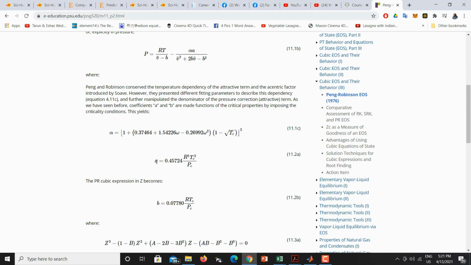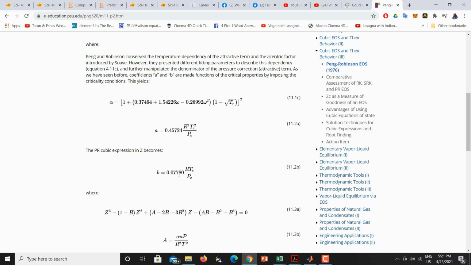which makes this parameter different for different components. Similarly, the b parameter that is used in these equations is also represented by an equation which is shown up here, and b is also proportional to some constant and some critical temperature and pressure. So every gas has a different critical temperature and pressure, which makes this parameter different.